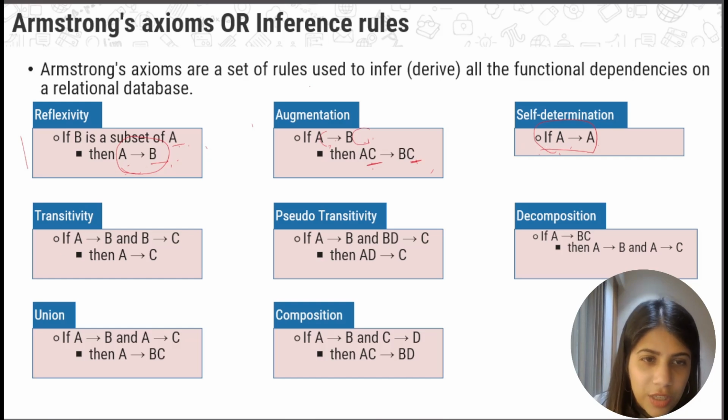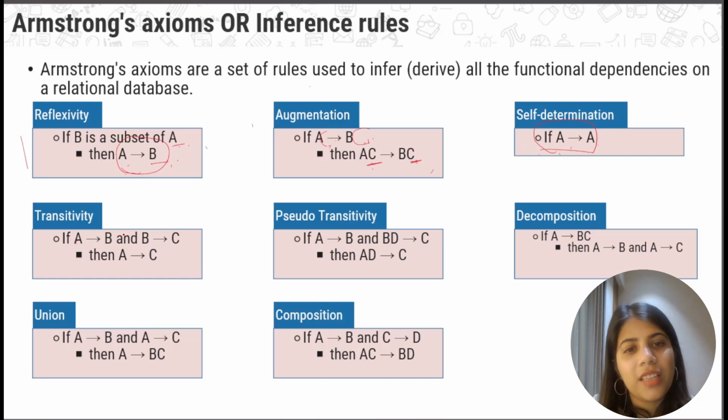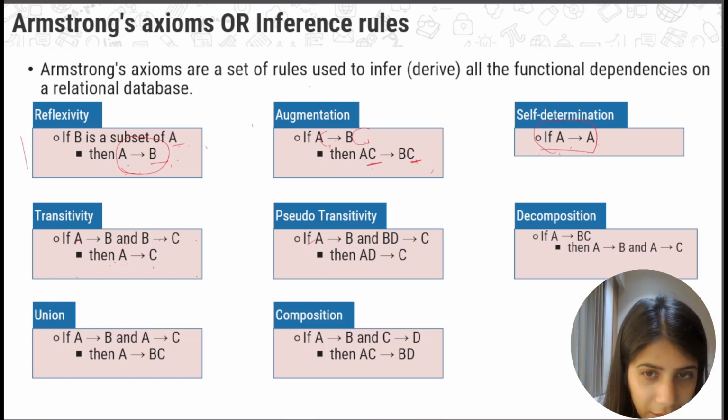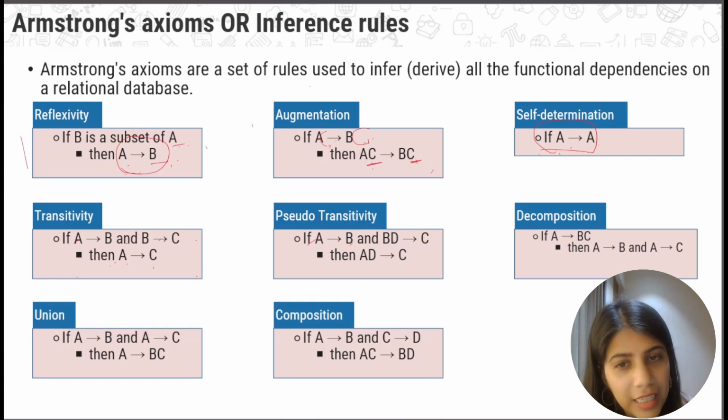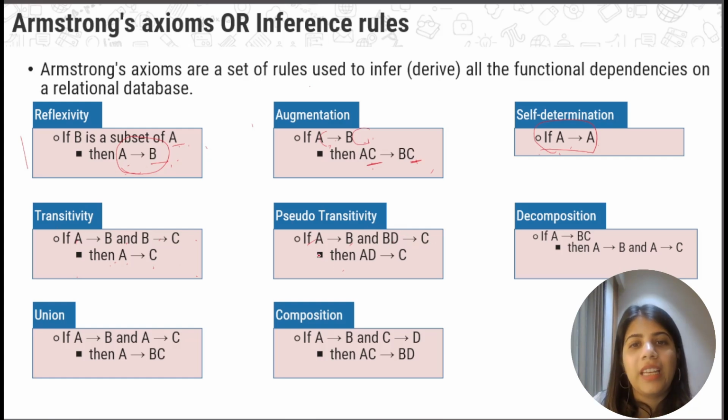Next one is transitivity. If A determines B and B determines C, then we can say that A can determine C. We have already seen this in the transitivity type of functional dependency. Now let's understand pseudo-transitivity. If A can determine B and BD can determine C, then you can already assume AD can also determine C. This rule is like the previous one, it's just that a new variable has been added over here.